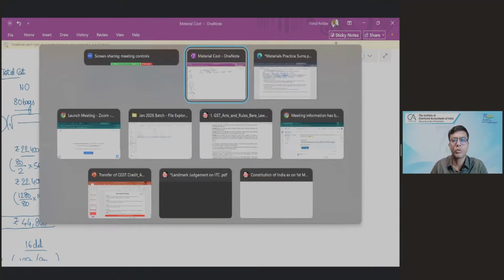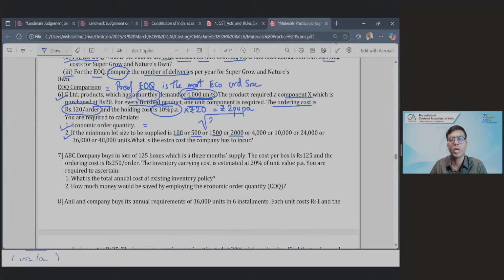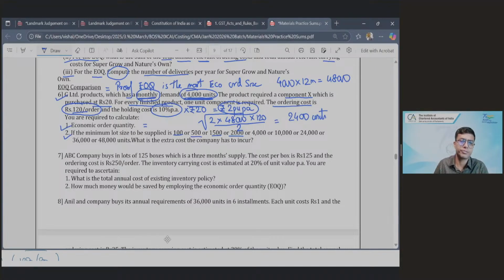What is EOQ? Square root of 2 into AR. Is 4000 your AR? It is monthly. I had already mentioned it. Please read the question. So your AR is 48,000 into cost per order, which is 120, upon carrying cost per unit per annum, which is 2. And this whole working under root. Correct? So the correct answer that you get is 2400 units.